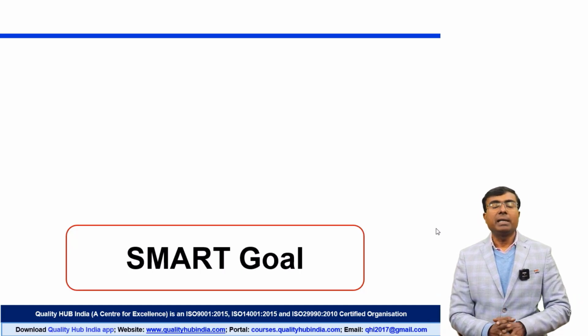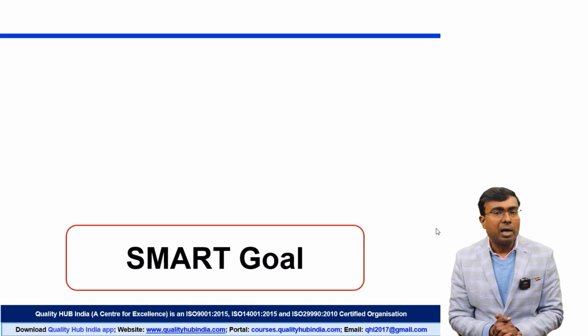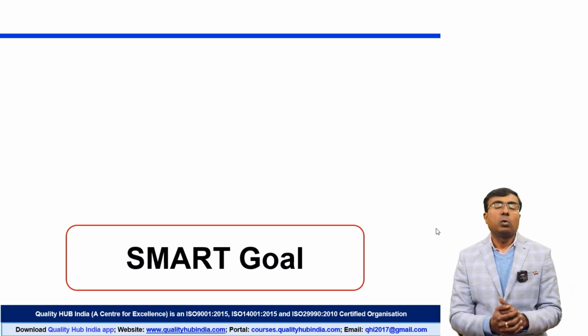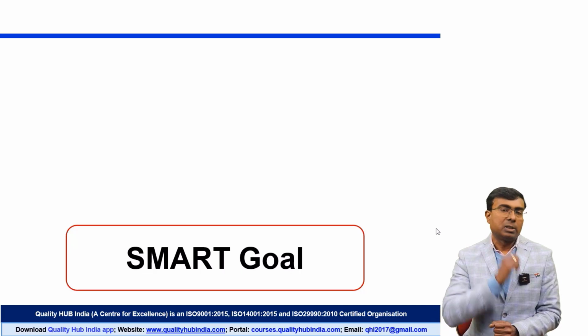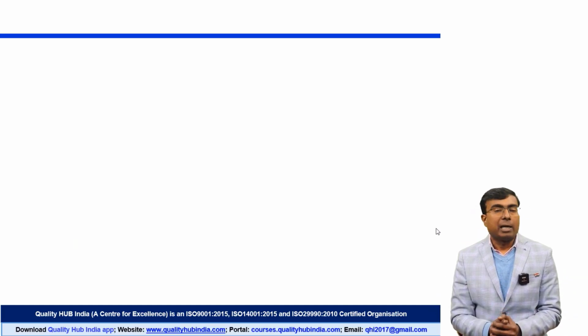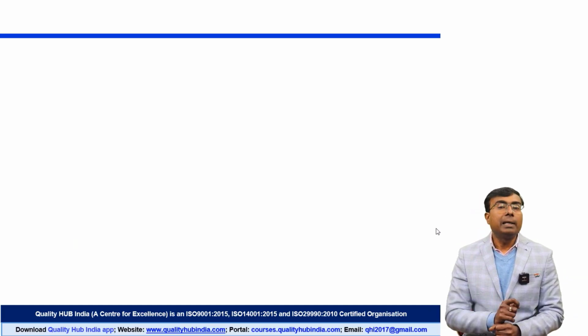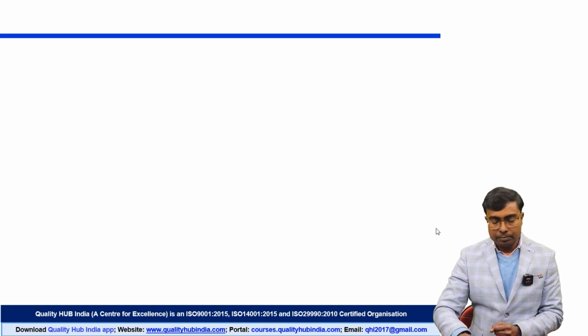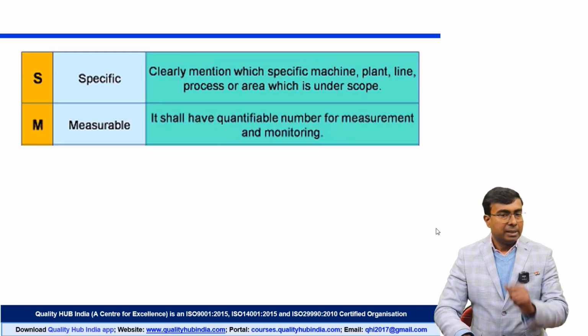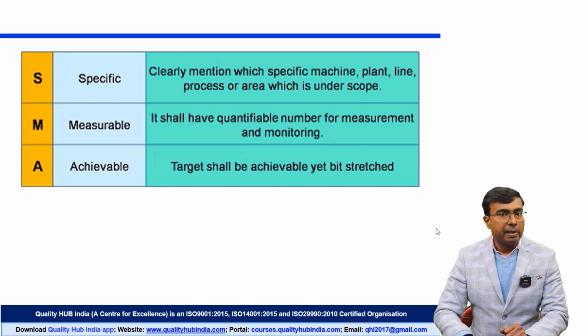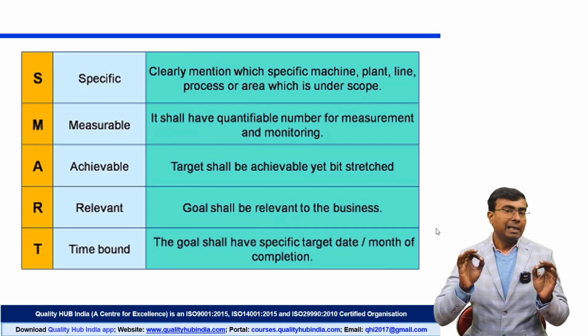Now coming back to the subject, we are going to talk about the SMART goal technique. So what exactly is the SMART goal technique? Let's first explore this concept. When you talk about SMART, it is an acronym, S-M-A-R-T. Here S means specific, M is measurable, A is achievable, R is relevant, and T is time bound.